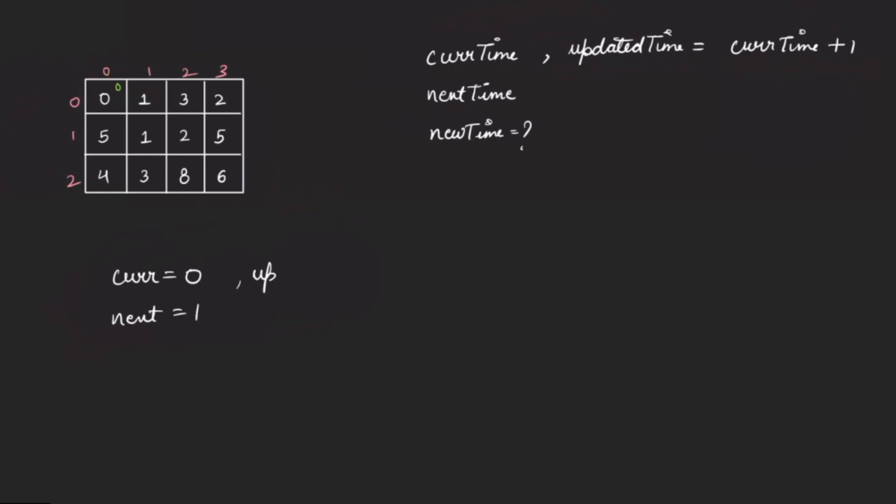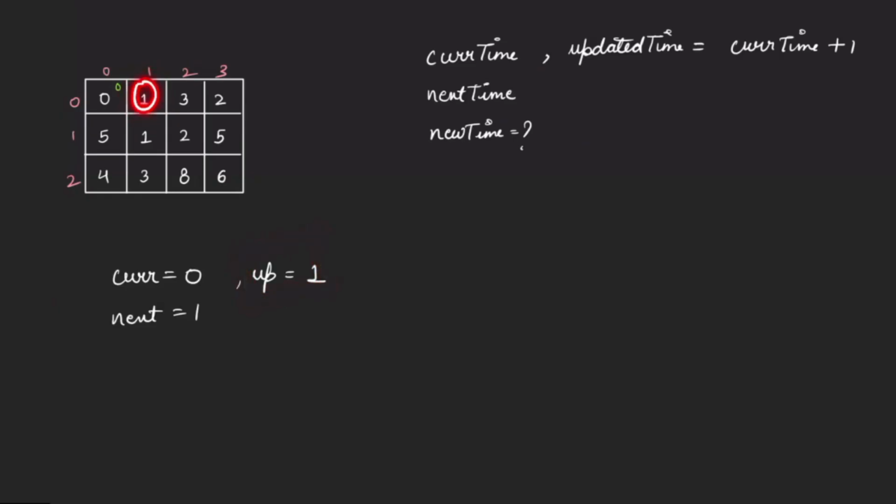So my updated time in this case will be 0 plus 1, that is 1, right? So when I will be entering this particular cell, my time is going to be 1. Is this 1 greater than or equal to the value in the next cell? Yes, it is. 1 is equal to 1. Then I can enter this particular cell with this updated time, right?